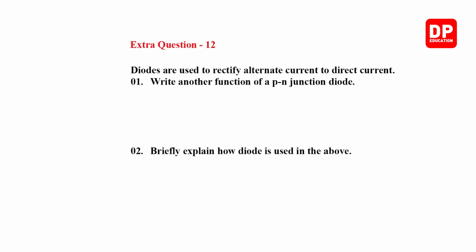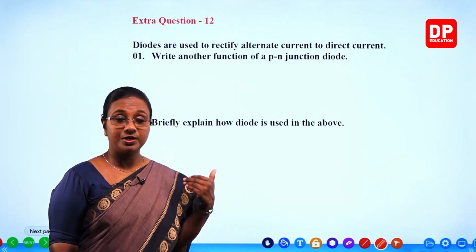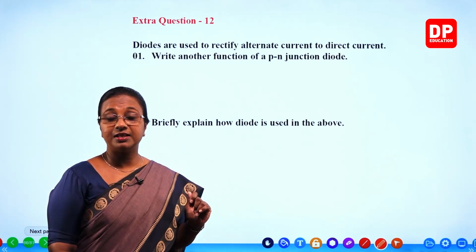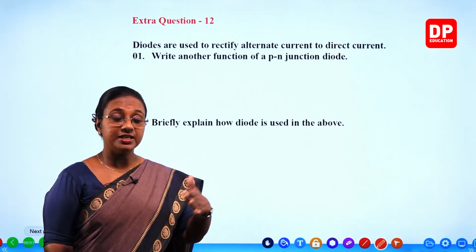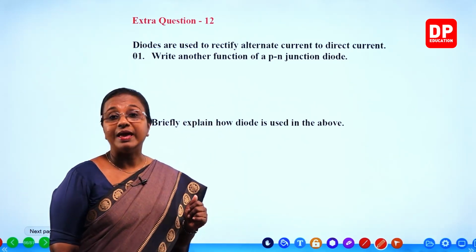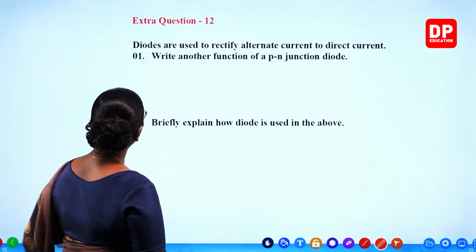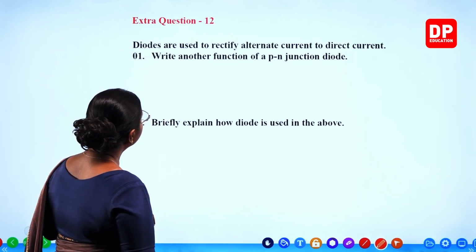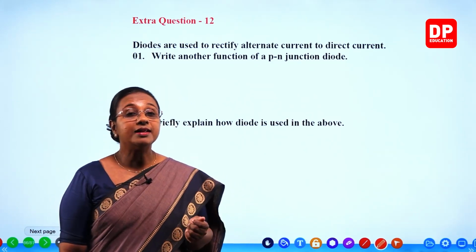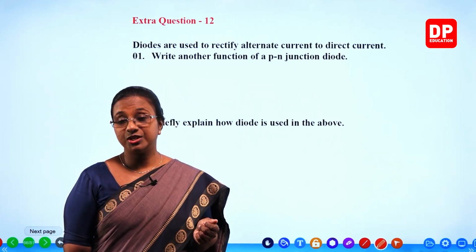That is extra question 12. Diodes are used to rectify alternating current to direct current. That is what we discussed in the previous question also. And you all know if we use one diode, it is half wave rectified. If it is 4 diodes in a bridge circuit, rectifier bridge, then it is full wave rectified. Then the first question. Write another function of a PN junction diode. What are the other functions of the PN junction diode?